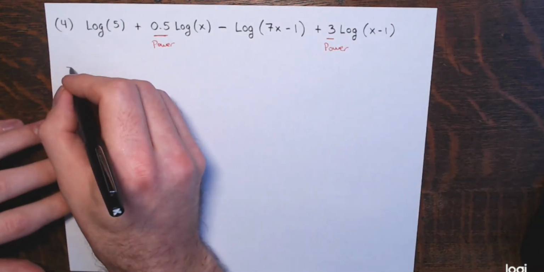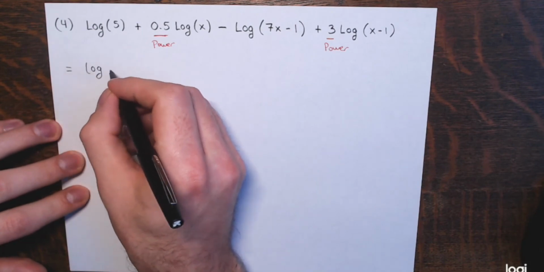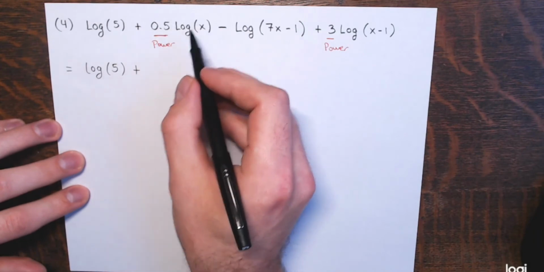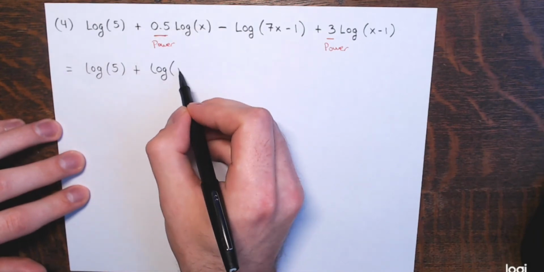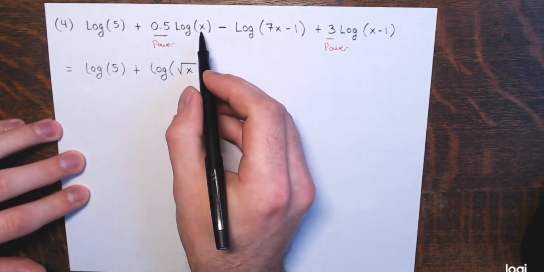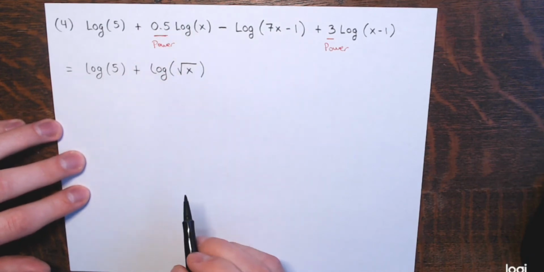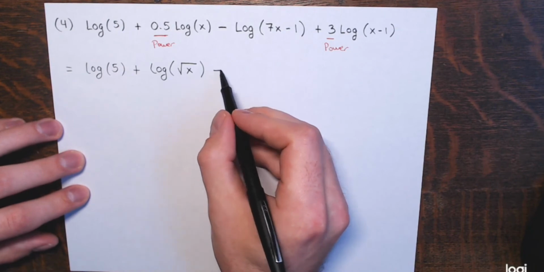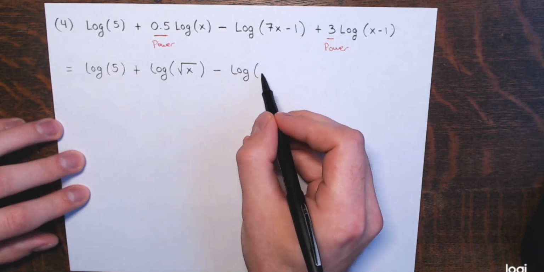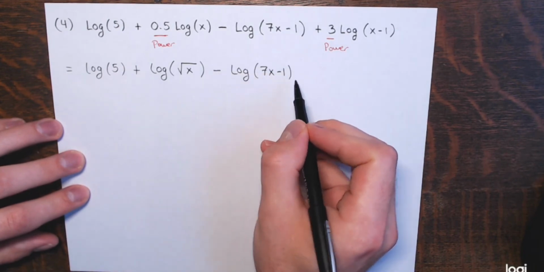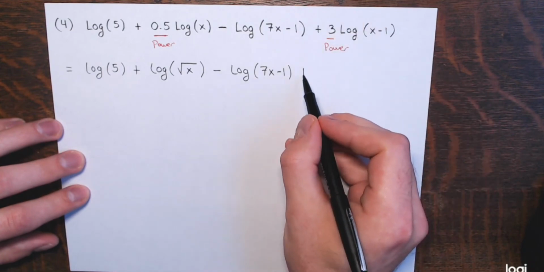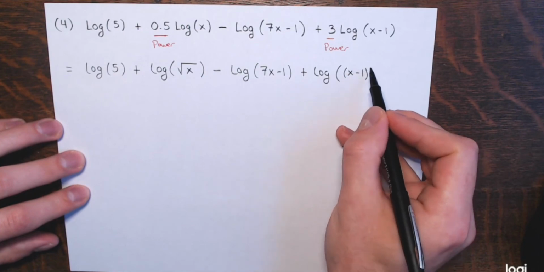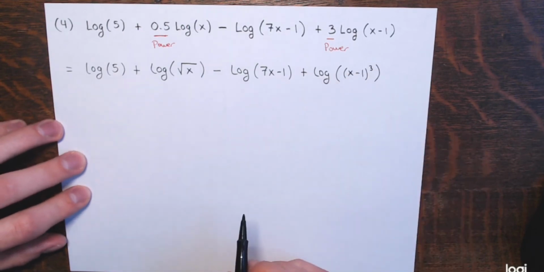So now I have the log of 5 plus, and then the log of the square root of x. Remember that's x to the half, but you can write that as the square root of x if you wish. Minus the log of this 7x minus 1, and then putting the 3 in as a power, plus the log of the quantity x minus 1 cubed, for the input of that last log after applying the power rule.